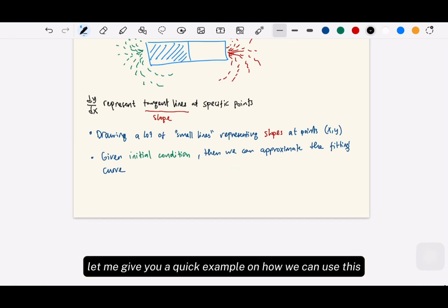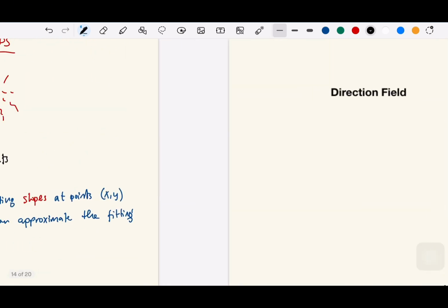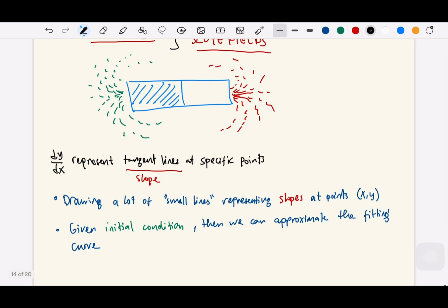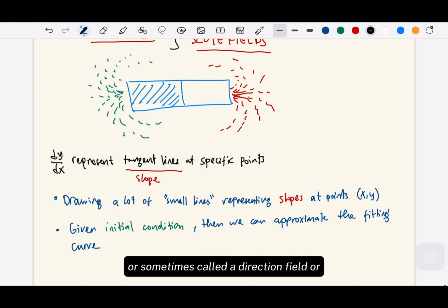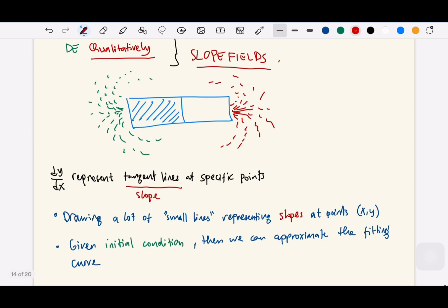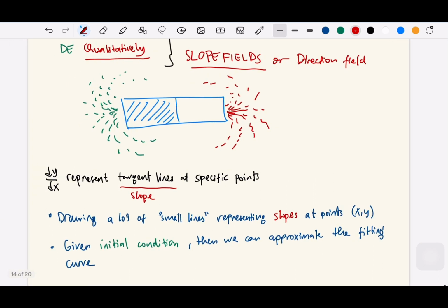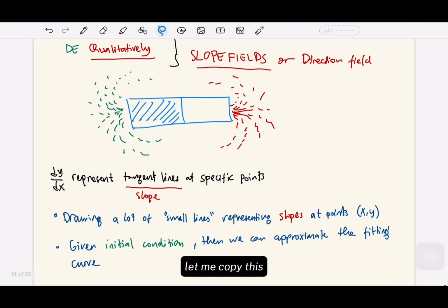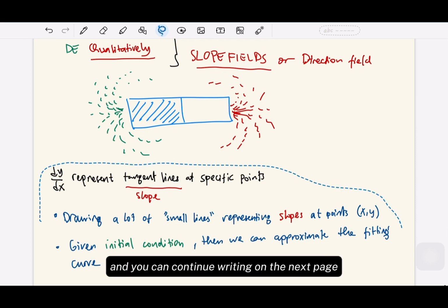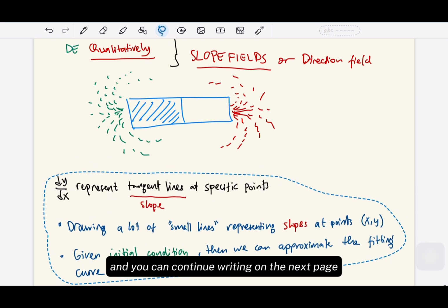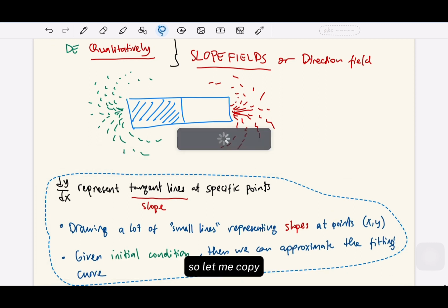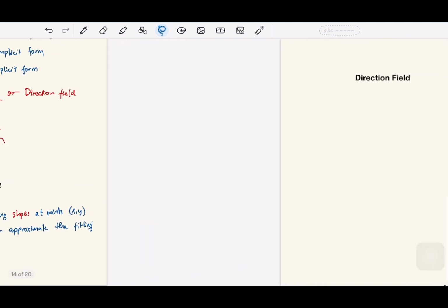Let me give you a quick example on how we can use this. So it's called a slope field, or sometimes called a direction field. Let me copy this, and you can continue writing on the next page.